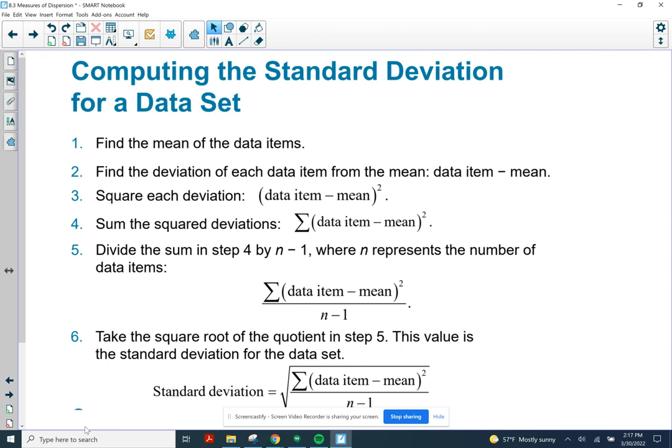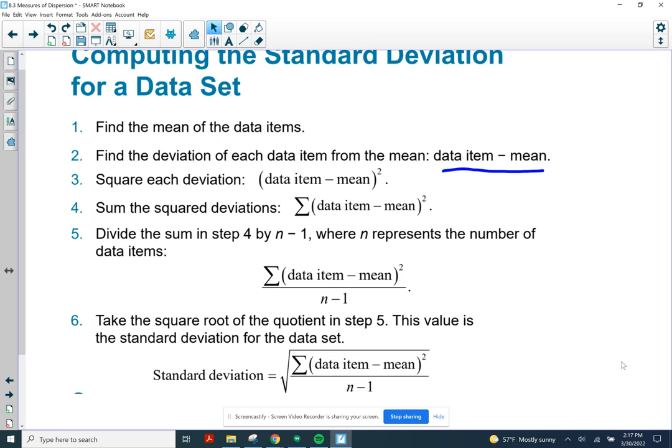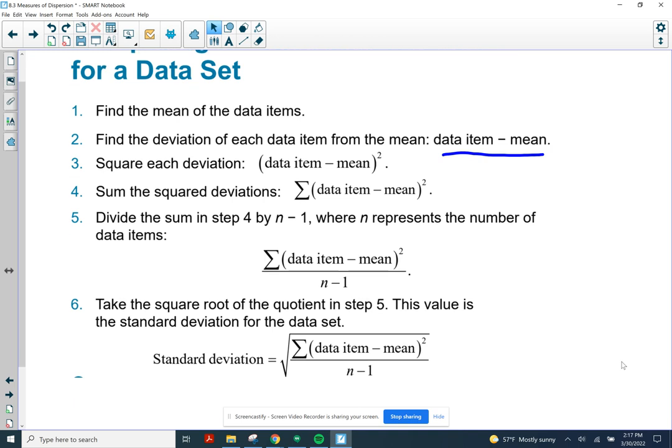We're going to find the deviation for each data item by doing this subtraction, data item minus the mean. Then we're going to square each of those deviations. We're going to add the squares of those deviations, and then divide that sum by n minus 1, where n represents the number of data items. And then we're going to take the square root. So it's this long process to find the standard deviation. That's why most of the time we let the calculator do it for us.